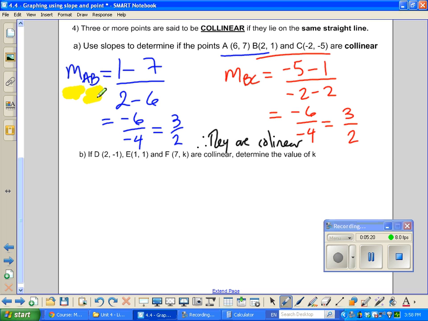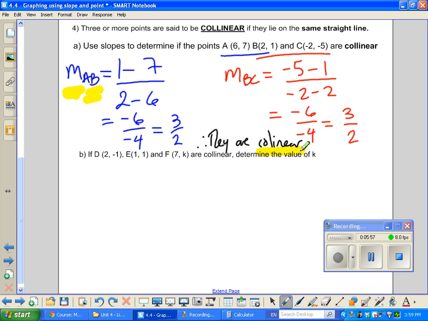We calculate it by using y2 minus y1 over x2 minus x1, and we calculate it as negative 6 over negative 4, which simplifies to 3/2. On the right side, in red, we're calculating the slope of BC: y2 minus y1 over x2 minus x1. We get, again, negative 6 over negative 4, which simplifies to 3/2. We can finally conclude that they are collinear, because they all have the same slope. If they had different slopes, they wouldn't be in the same line together.